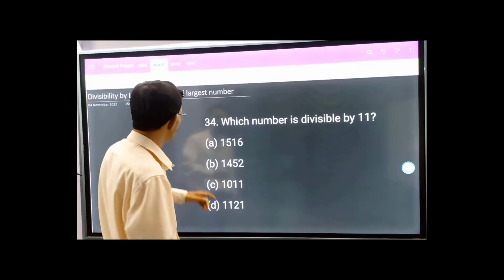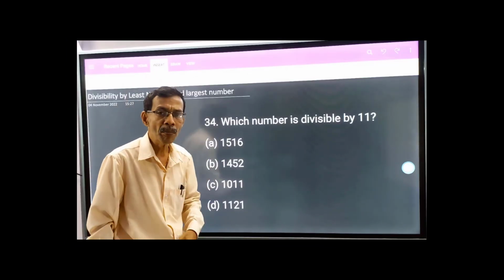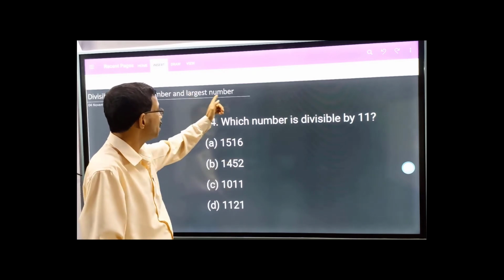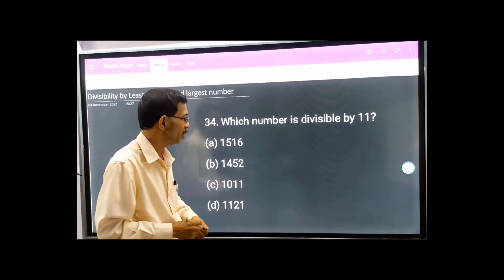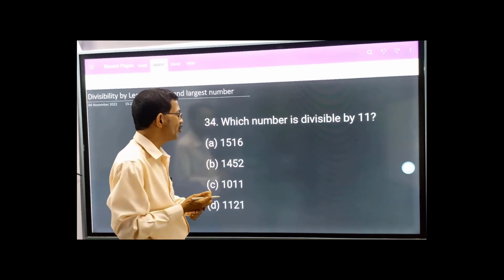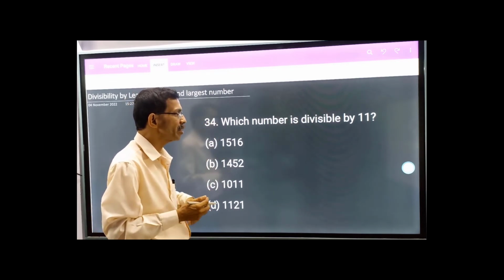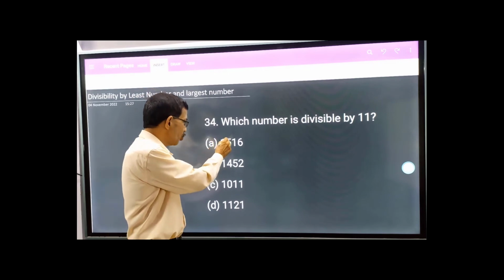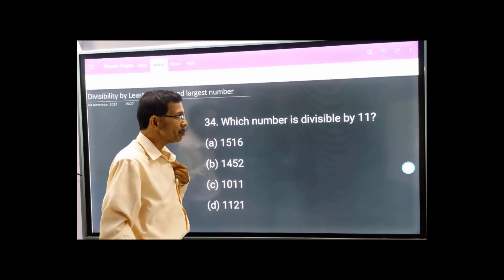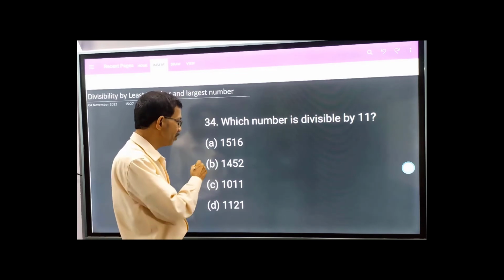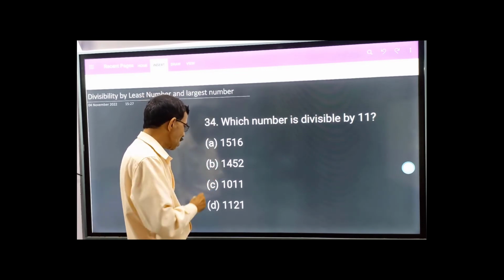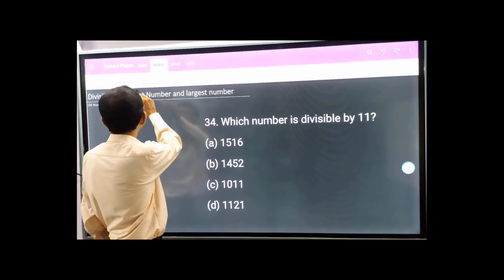In this section we will see divisibility by least number and the largest number. Both these types of problems we will solve in this. Question number 31. Which number is divisible by 11? So you can see each number divided by 11 and see which is divisible. So I will take B, 1452.